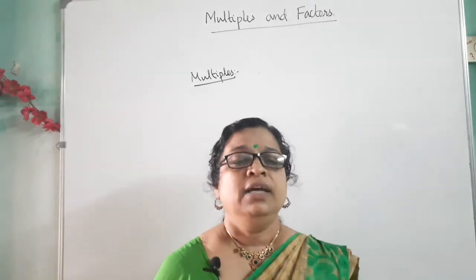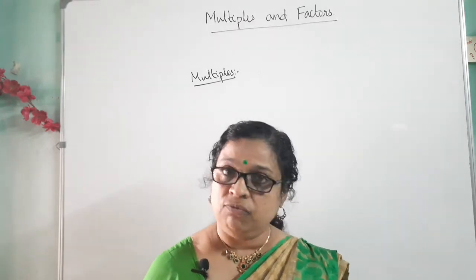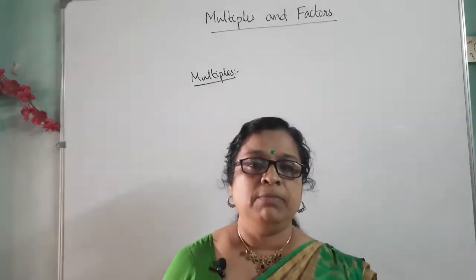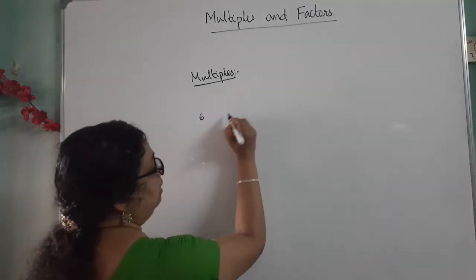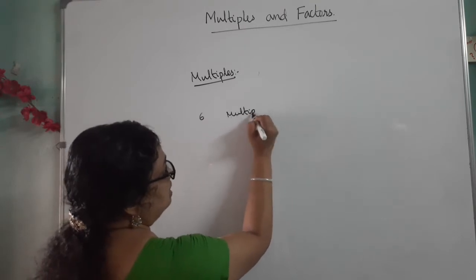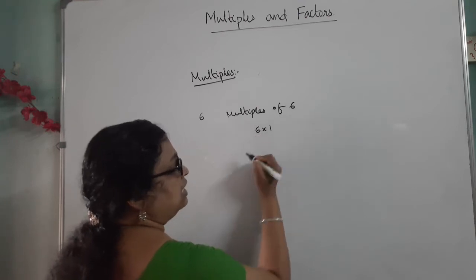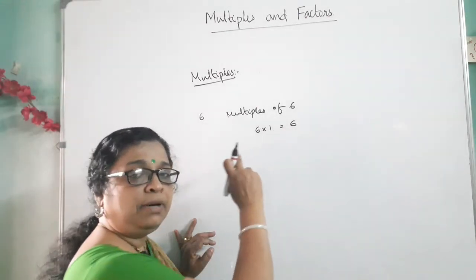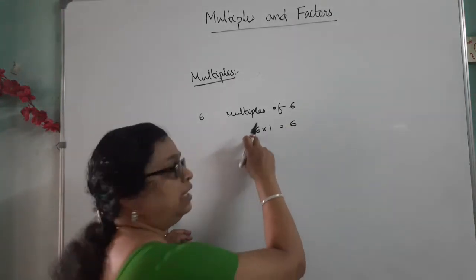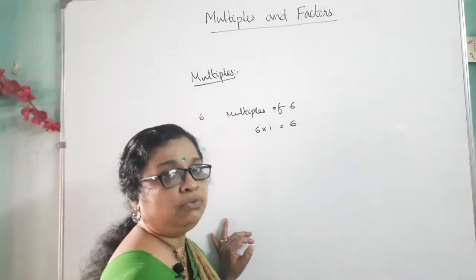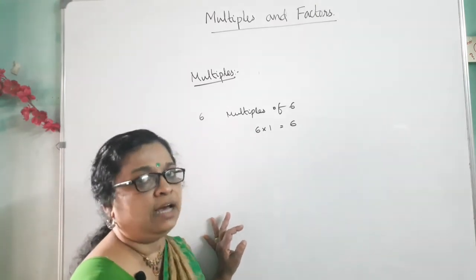So multiplying a number with 1, we get the same number. We all know that when multiplying with 1, or 1 is multiplied with any number, we get the same number. Suppose a number 6, its multiples of 6. First we can multiply with 1. 6 into 1 we get 6. That means 1 and the number itself are the multiples of every natural number. That is, every natural number is a multiple of 1 and the number itself.